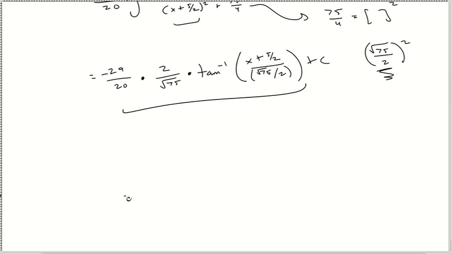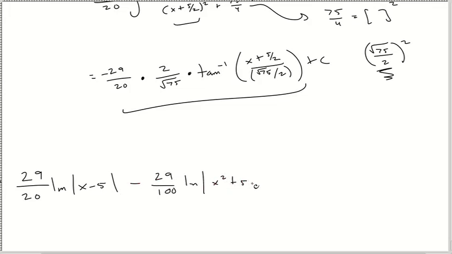That's the last term. Here's all of my answers put together. Here we go. 29 over 20 ln of the x minus 5. 29 over 100 ln of the x squared plus 5x plus 25.